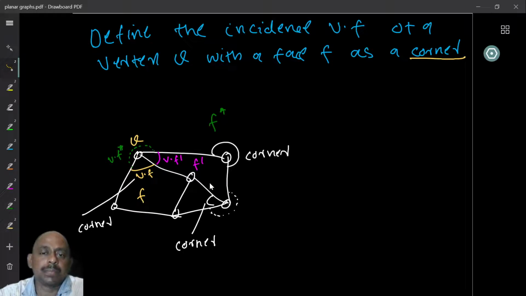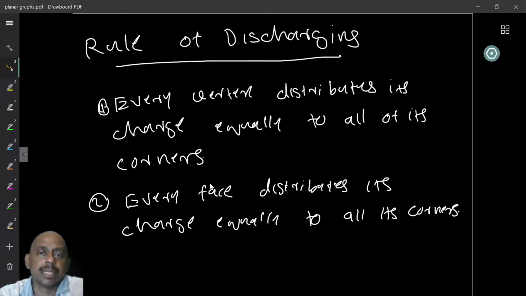Now, once you have this, let us look at what we can do further with this idea. So we are going to define a discharging rule. This is the reason it is called the discharging method, because after the charging phase, we do a discharging phase. In the earlier, very simple example, we didn't do it, but in general, we do a discharging. So what is the discharging rule? Discharging is basically moving around the charges without losing anything, right? We just transfer the charges from one place to another.